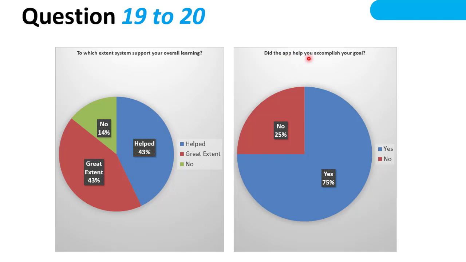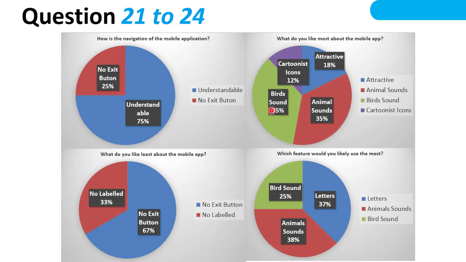Did the application help you accomplish your goal? 75% say yes, 25% say no because they don't know the Urdu language, this is English, and they haven't used a mobile application before. So they were facing difficulty using the mobile application as it was in English. They told us to add some more data or information in Urdu, like the application should have an Urdu version.